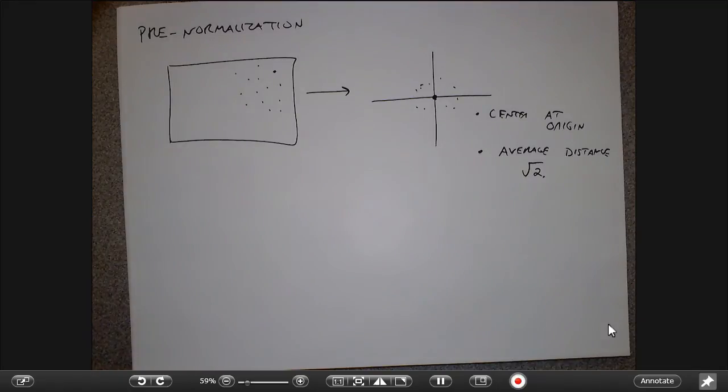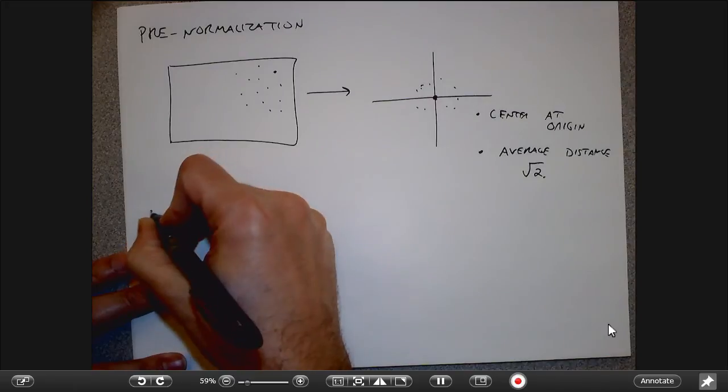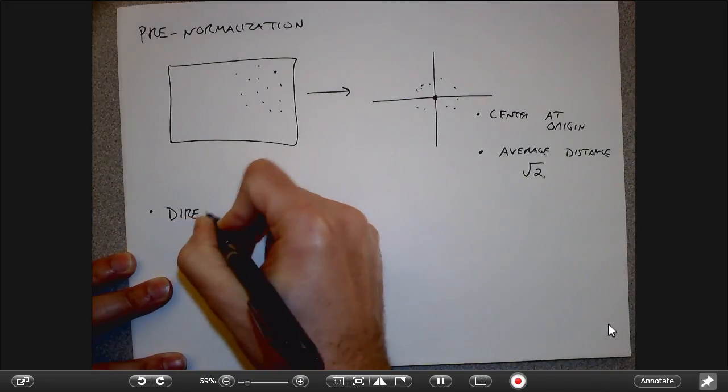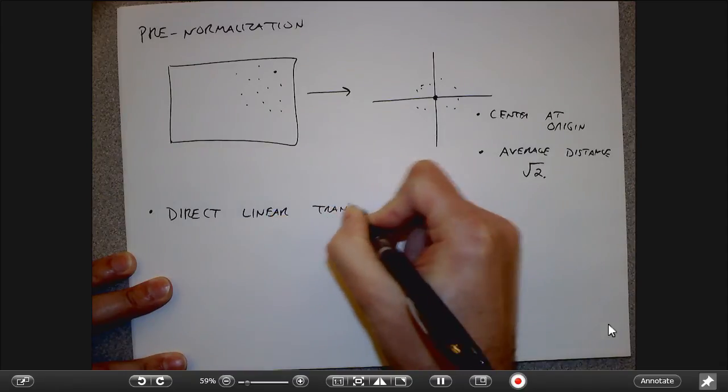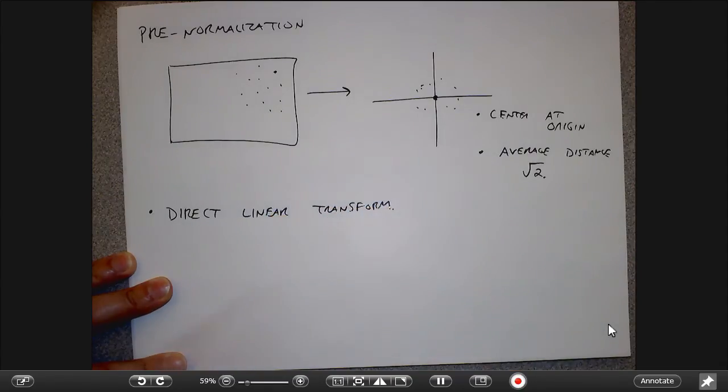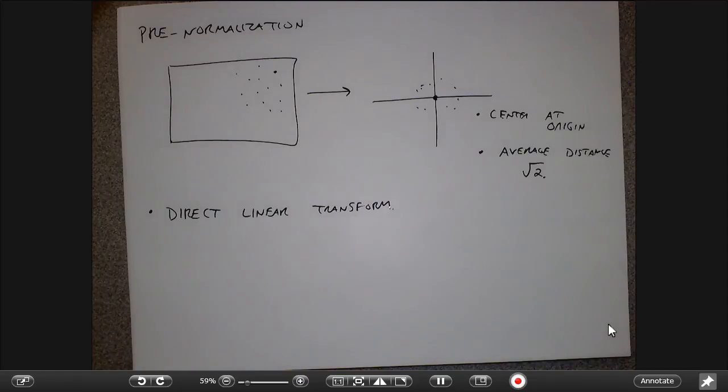So I didn't exactly say it the way I did it in the book, but it's pretty close. This general process is what I would call the direct linear transform. So that's the easiest way to do it.